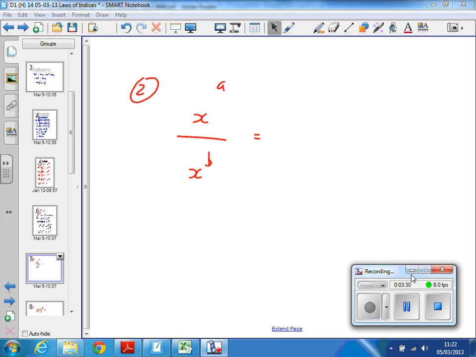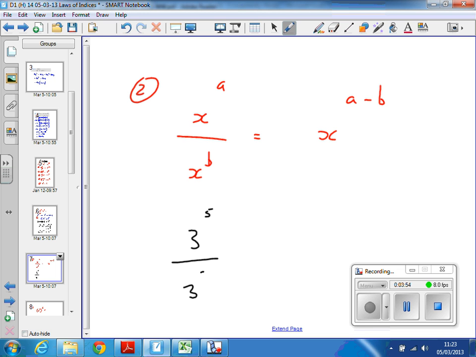So the second law, x to the a divided by x to the b, again, so long as the base is the same, what do I do with the powers from the second law of indices? Minus them. So it's the same as x to the a minus b. For example, 3 to the power 5 divided by 3 to the power 2 would be 3 to the power 3.